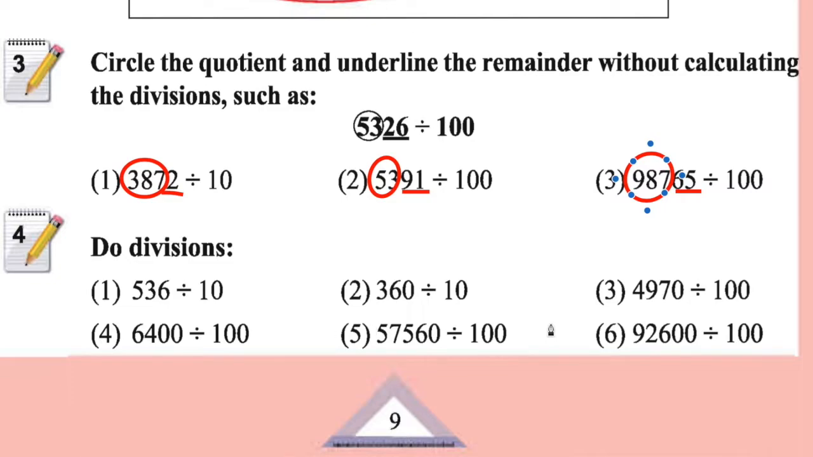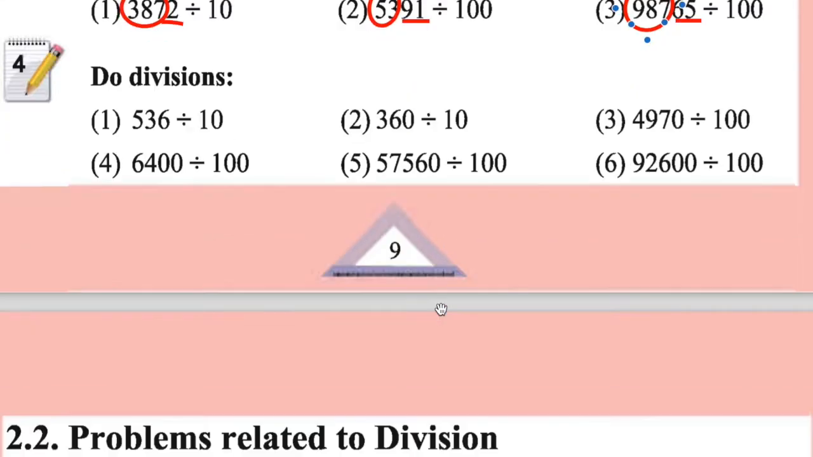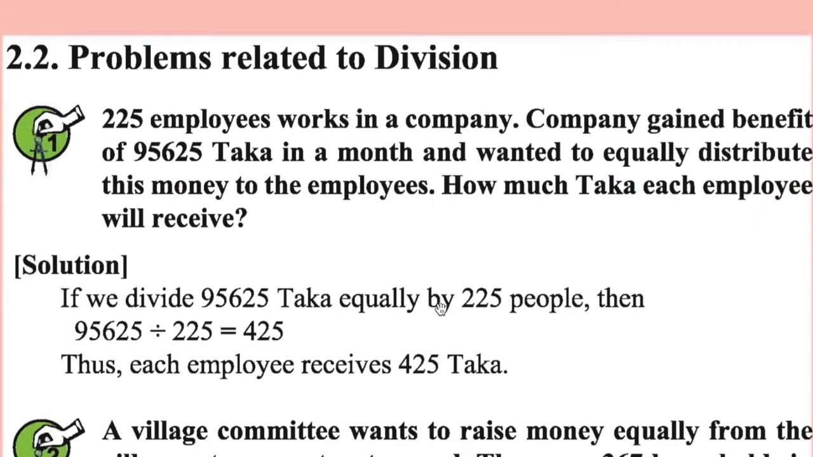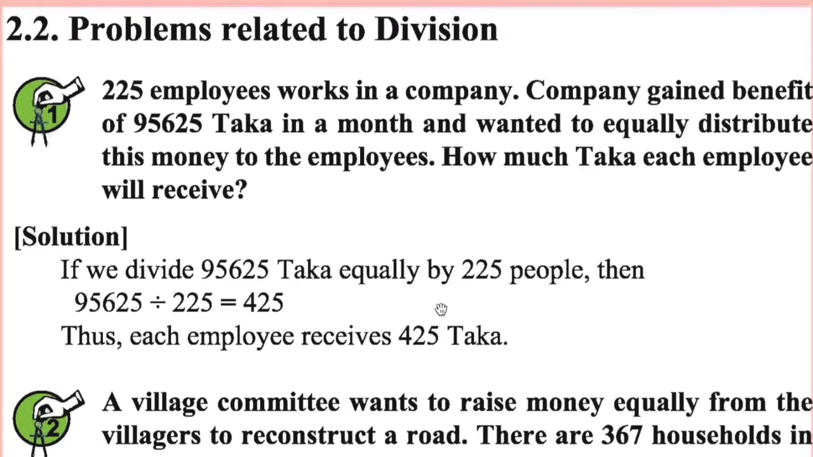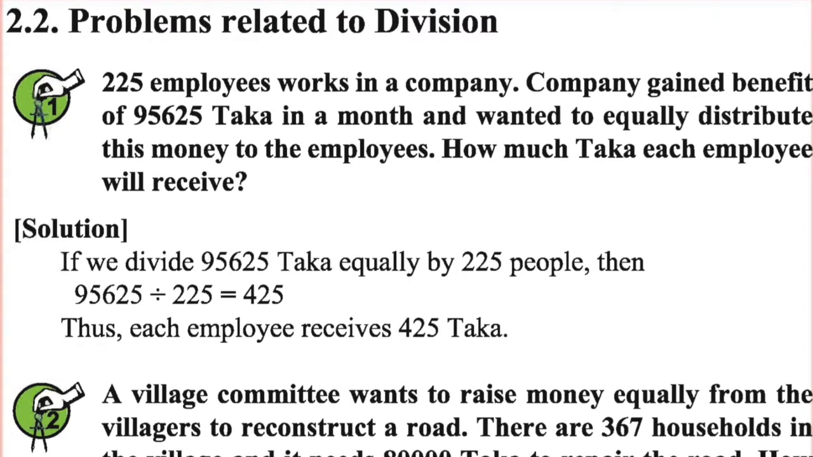Again the same thing, right? Similar things, you can proceed in the same way. Problems related to division. 225 employees work in a company. The company gained a benefit of 95,625 taka in a month and wanted to equally distribute this money to the employees. How much taka will each employee receive? If you divide 95,625 by 225, you will get 425. So everyone receives 425 taka.